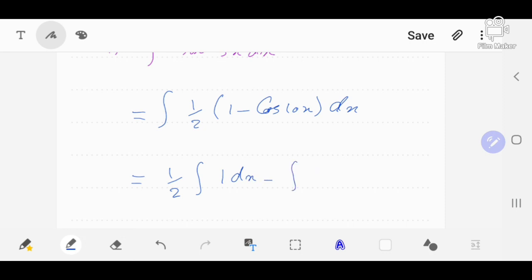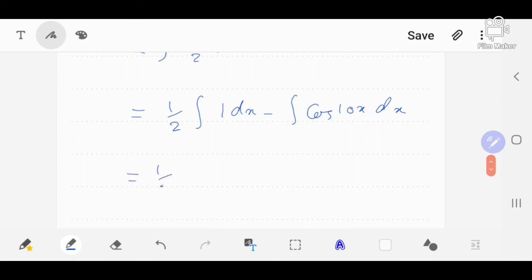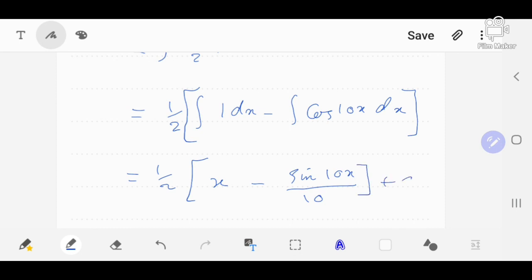Integrate each one alone. Half, of course, half for everything. So half integration of 1 is x, integration of cosine is sine, divided by the coefficient of x, and you can write plus c for all of them because plus a constant here plus another constant here, you can just say plus a constant in general for all of them. And that's it for now.